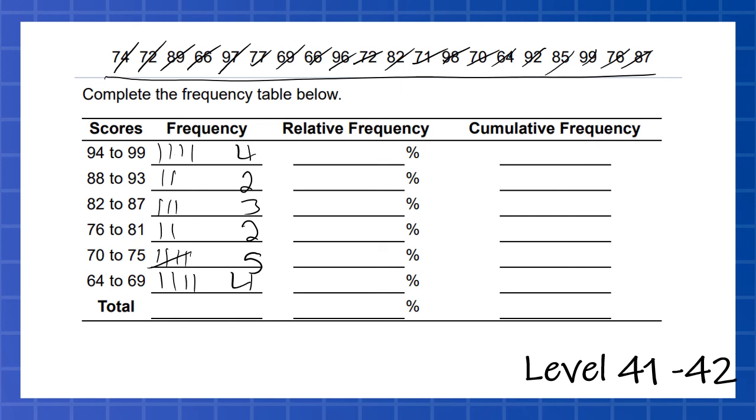Okay, and so those are my frequencies. How many times do we have a score in that range? And so we have it. What is my total amount of frequencies? Well, if I add those all up, 1, 2, 3, 4, I end up with 20.